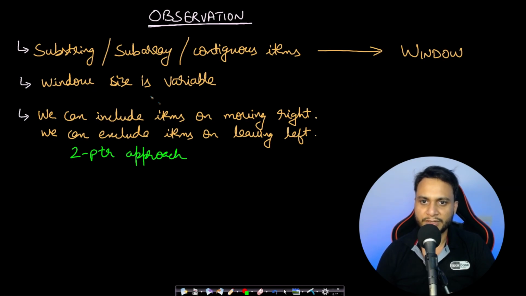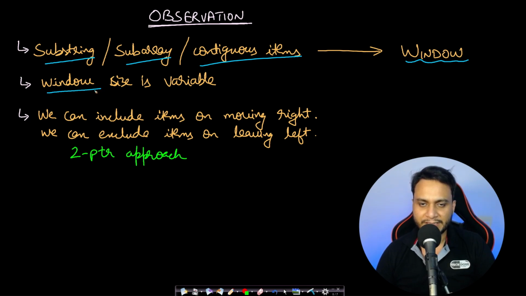Now what can be a better approach? If you see this problem, all the substrings, subarrays and contiguous items are equivalent to a window, and in this problem it is already said that we are trying to find the window.